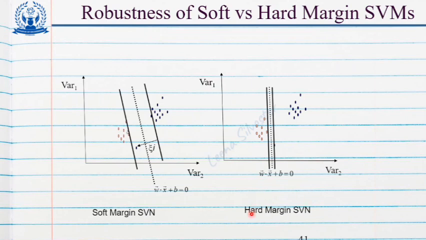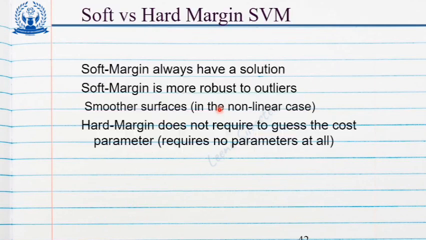So this one is a hard margin SVM. Notice, in the case of hard margin we get a small margin here. In the case of soft margin, we have a slack variable and we get a large margin here. We will get a misclassified point here, that is the case of soft margin. In a hard margin, all the points are correctly classified. Soft margin always has a solution. Soft margin is more robust to outliers, that is, there will be smoother surfaces in the case of soft margin. Hard margin does not require guessing the cost parameter.